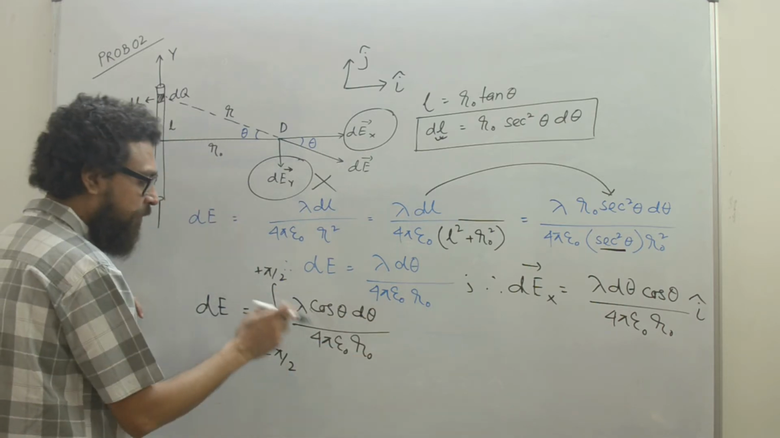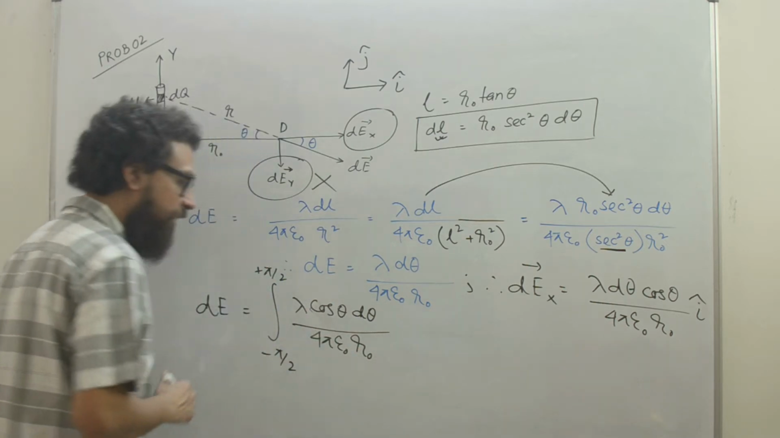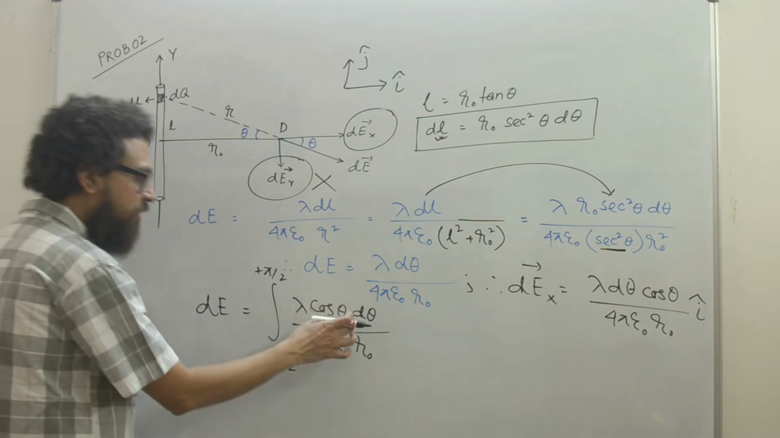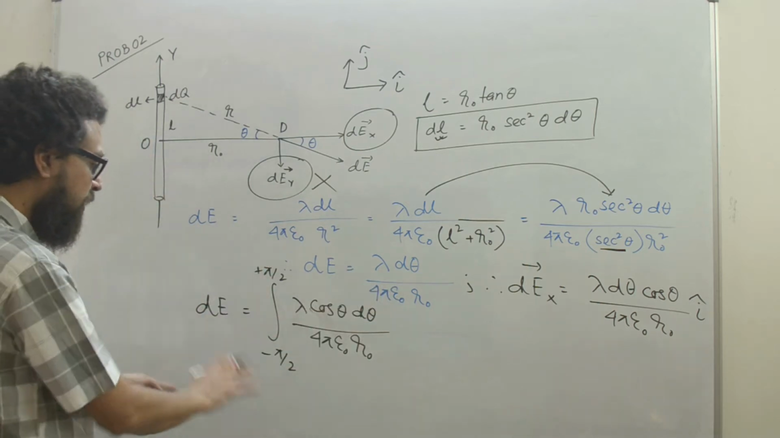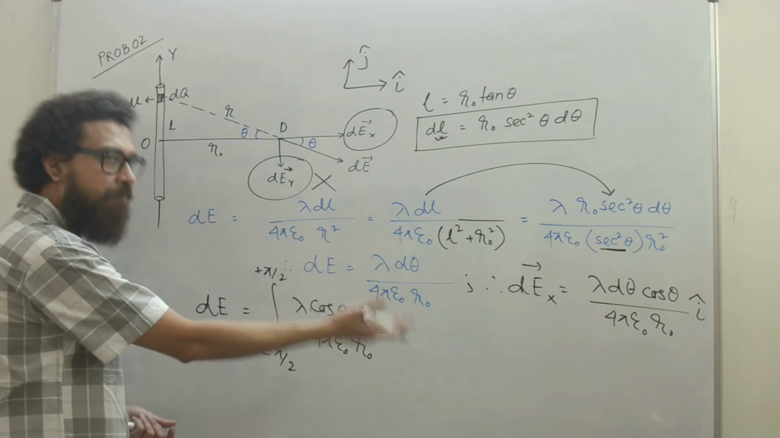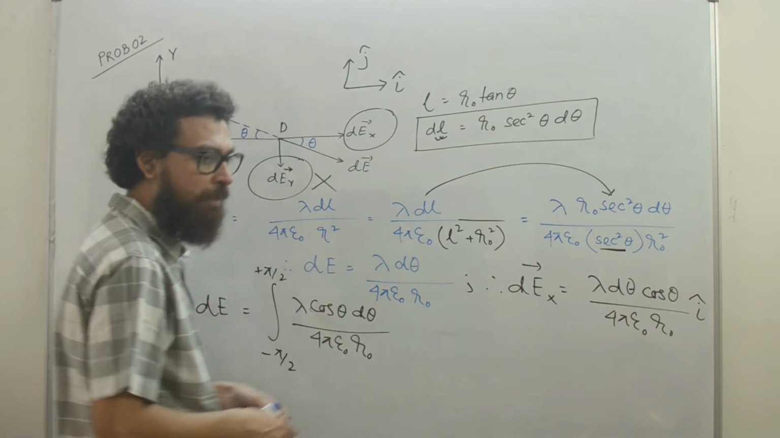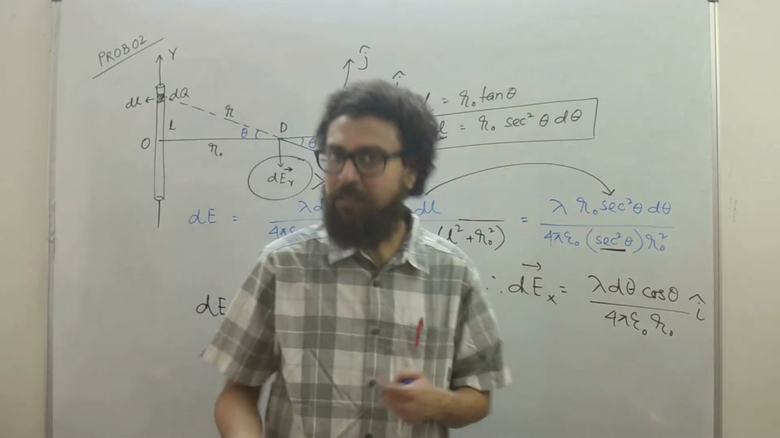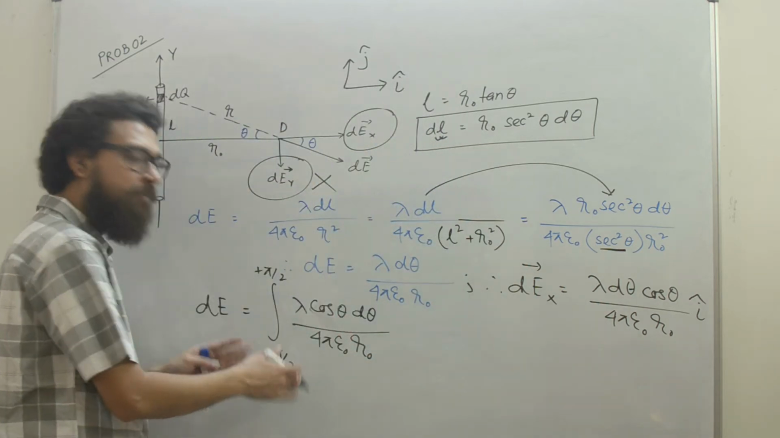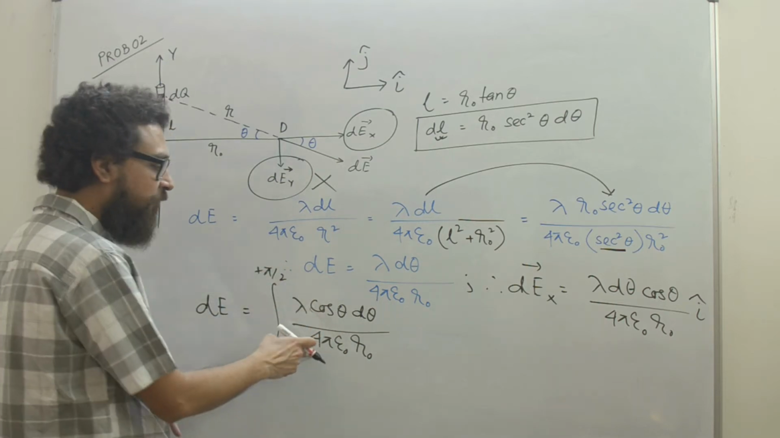As you can see, lambda and 4 pi epsilon naught r naught, everything I can take outside of this integration, because these are not the things being integrated. We have to just integrate cos theta d theta and put in the values, which we can easily find. The integral of cos theta d theta will be sin theta, from minus pi by 2 to plus pi by 2: sin pi by 2 minus sin of minus pi by 2. The two values are plus 1 and minus 1, so when we subtract, this will become 2.